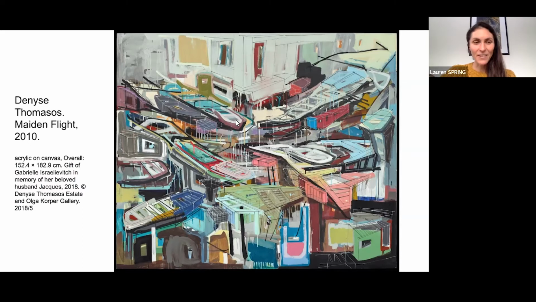Lovely. I have a feeling Denyse Thomasos, wherever she might be listening in from, would be very pleased to hear all of these adjectives. And now let's take a closer look. Obviously, it's an abstract work, but she sometimes does include elements that look like they're representing something that we might see in everyday reality. Like someone said, boats. What are some other things you see here that remind you of something that you might encounter in your day-to-day world? Stairs, yeah, buildings, doors, windows. Yeah, it could look like trains.